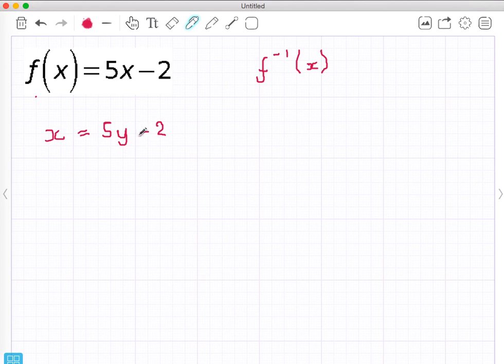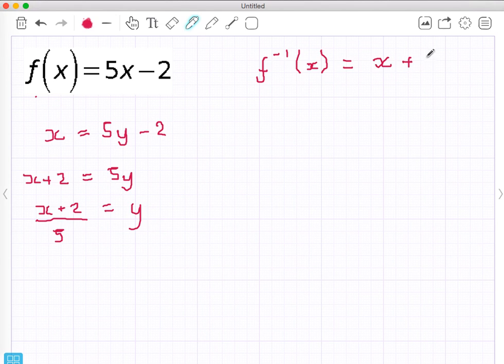So to make y the subject, I need to add 2 to both sides to get rid of this. So 5y here, and I have x plus 2 on the left side. And now to get y on its own, I need to divide by 5. So I divide all of this by 5. And as you can see, I've now got y as the subject. So what's left here is my inverse function. So inverse functions are all about making y the subject. So remember how I started with x equals, and I replaced the x with the y.